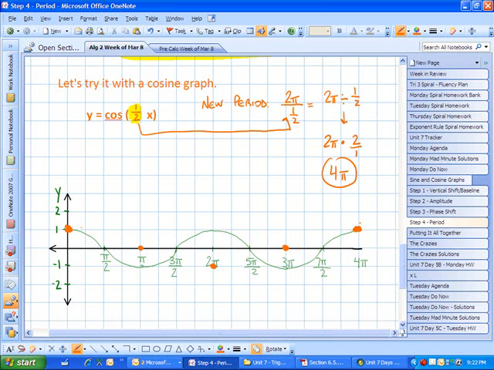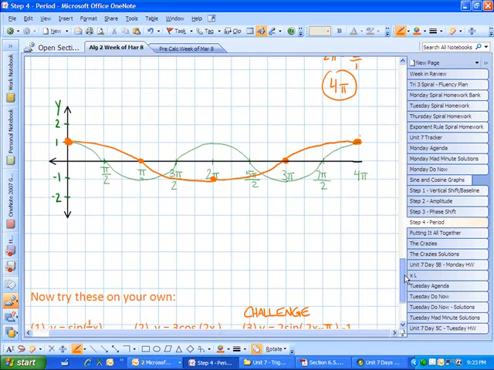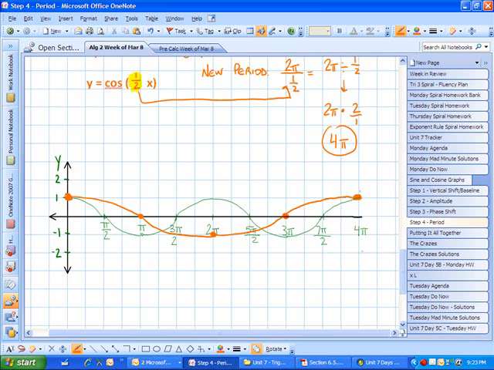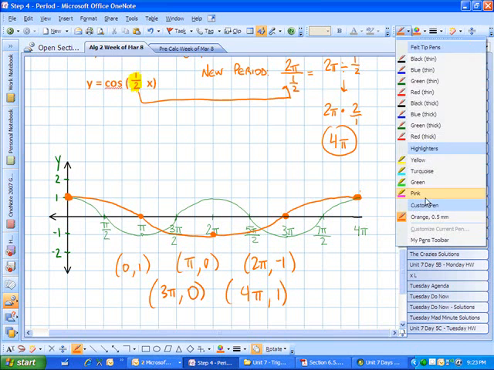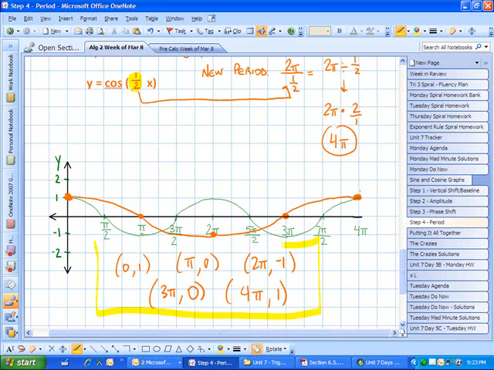So this function, since I had the 1/2 out in front, is a lot wider. It takes a lot longer before it gets through the full cycle. This time it took a full 4 pi. So let's get our power points listed real quick. We have 0, 1. We have pi, baseline, which is 0. We have 2 pi, -1. We have 3 pi, baseline, which is 0. And we have 4 pi, 1. Those are our power points for the graph this time.